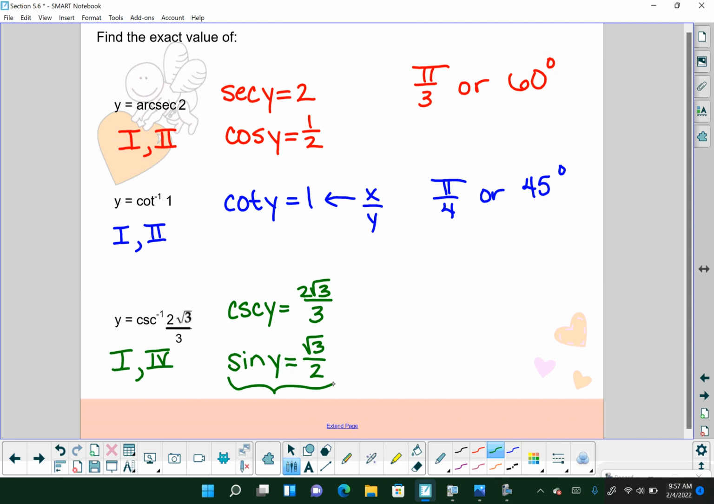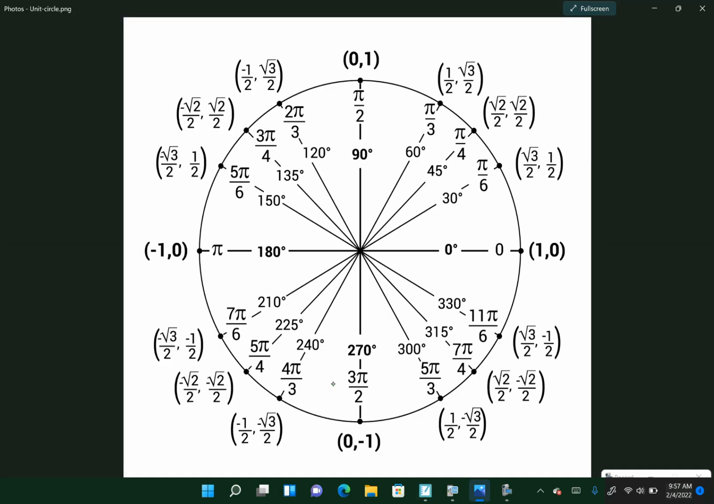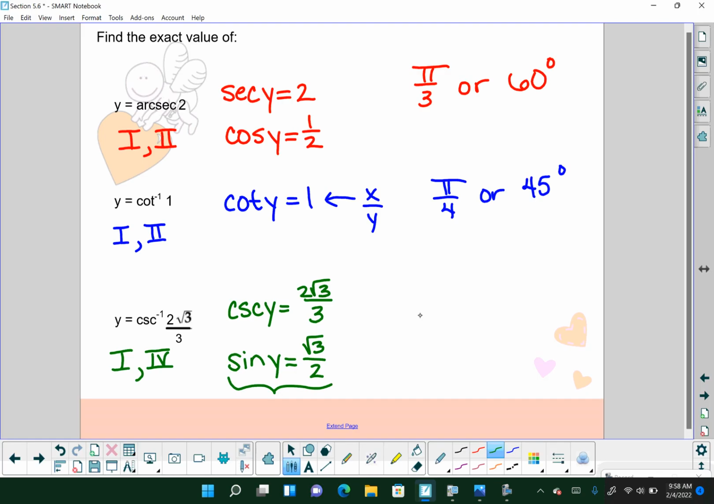Where in quadrant 1 or 4 do we have a sine, a y coordinate, of rad 3 over 2? So now we're on the right side of our unit circle. A y coordinate of rad 3 over 2 would be at pi over 3 or 60 degrees. My answer is not in quadrant 4, so no need to adjust my answer to a negative angle.